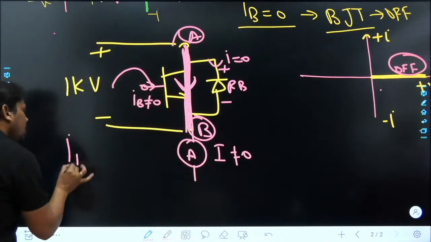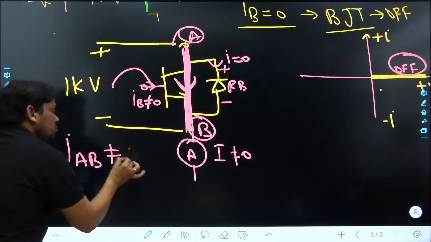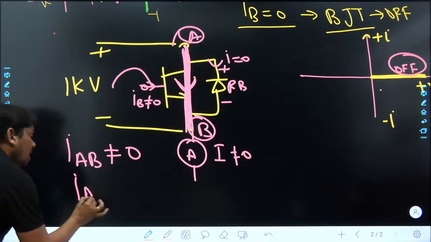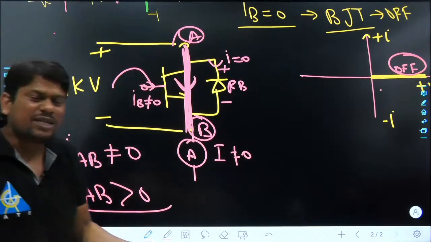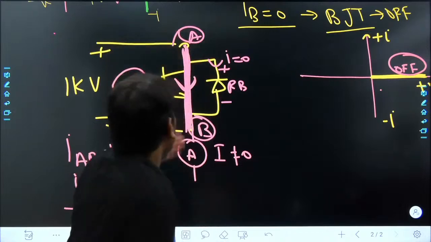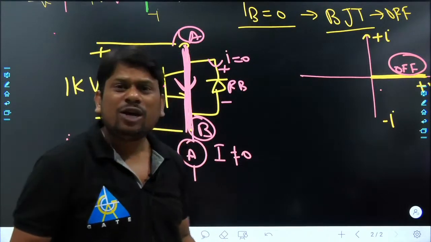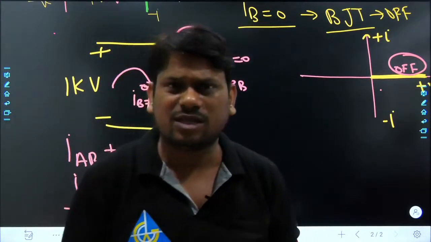So IAB will not be equal to 0, and I say, beta, IAB is positive for the time being. It is very easy, similar to circuit theory. If the current is flowing from terminal A to B, I assume this current is positive.